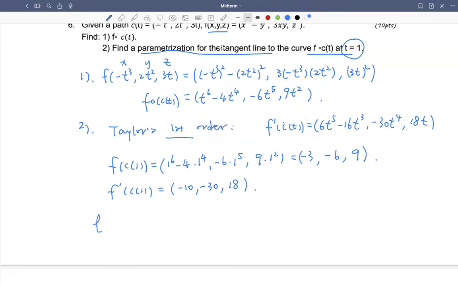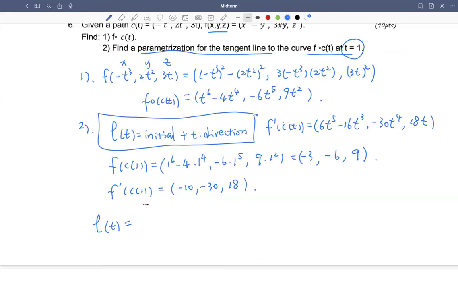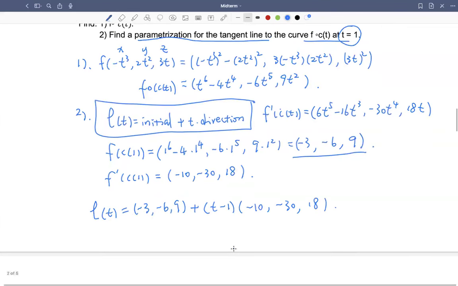So what is our line? Because we're looking for the tangent line. So L of t equals, no, okay, I was wrong. We're not using Taylor's first order. We're not looking for planes. We're still using the idea of L of t equals the initial vector plus t times the direction vector. Looking for a line, not a tangent plane. We can treat f of c of 1 as our initial vector, so negative 3, negative 6, 9. Then plus the direction vector. However, we have t equals 1 here, so we do t minus 1 times our direction vector, negative 10, negative 30, and 18. If you leave it like this, that's perfect. If you want to simplify a little bit, that's fine also. Okay, that's it. That's for six.